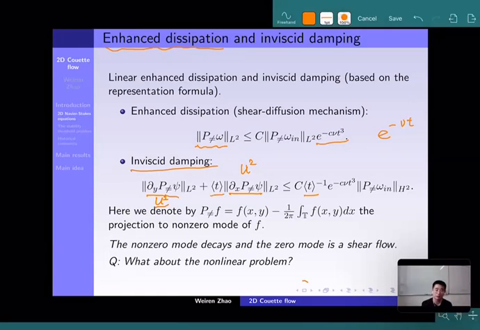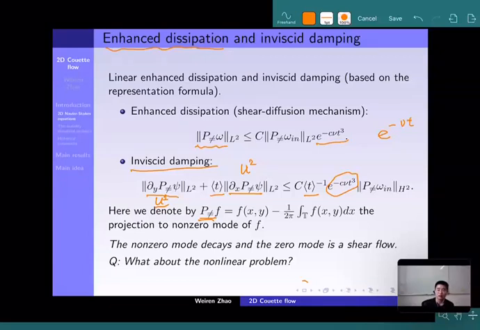It's also independent of the viscosity. You can set the viscosity to be 0, and this damping phenomenon still holds. So this we call the inviscid damping. It's independent of viscosity. Here the projection means the non-zero mode. Okay, so this is about the linear behavior.